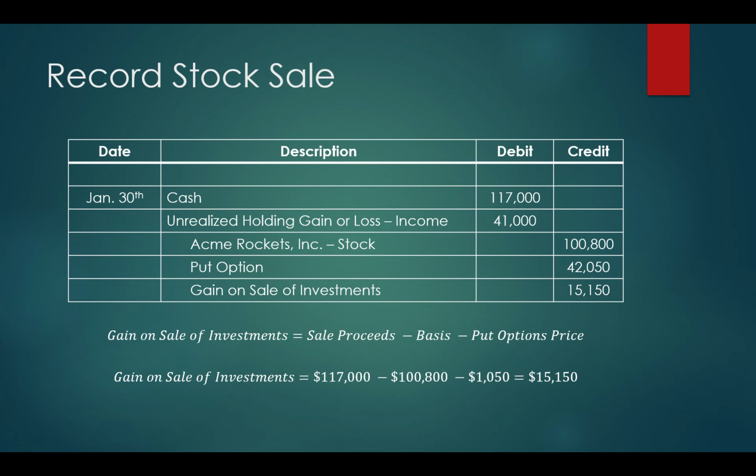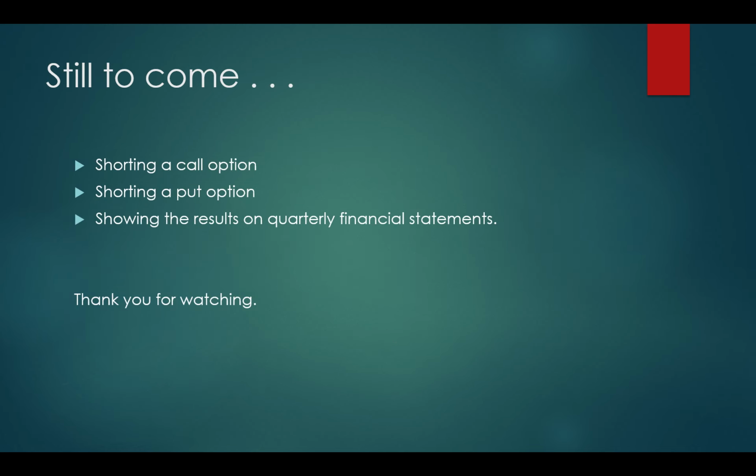As a sanity check, we can calculate the gain by subtracting the basis in the stock and the price we paid for the put option from the proceeds for the sale. In other words, the basis of $100,800 for the stock and the $1,050 paid for the option subtracted from the $117,000 proceeds results in a gain of $15,150.